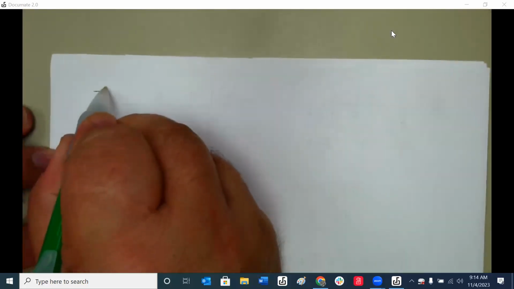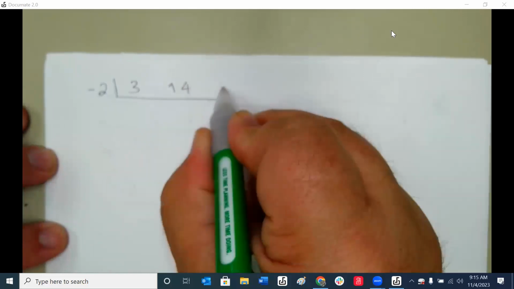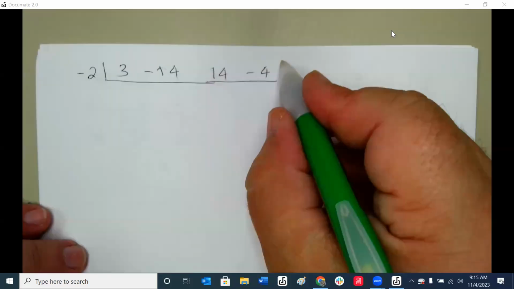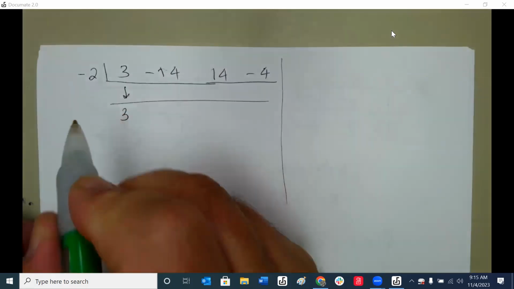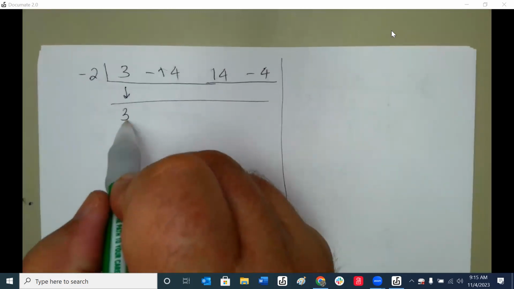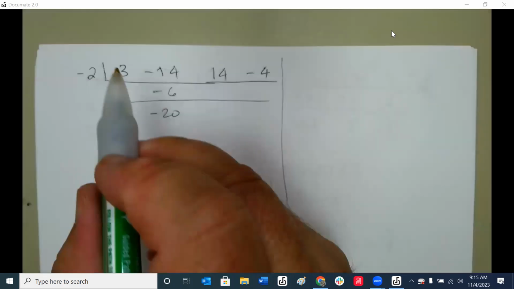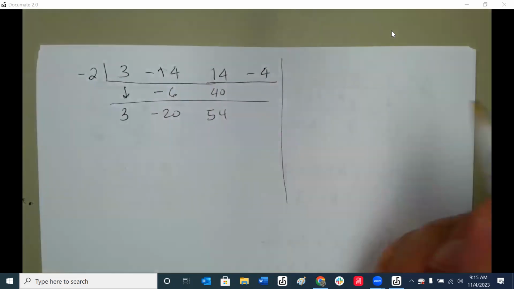So we do -2. So we try -2. 3, -14, 14, -4. Multiply, -2 times 3 is -6. -6 minus 14 is -20. Negative times negative is positive. 2 times 20 is 40. Okay, that's going the wrong direction. So we know it's not going to work.